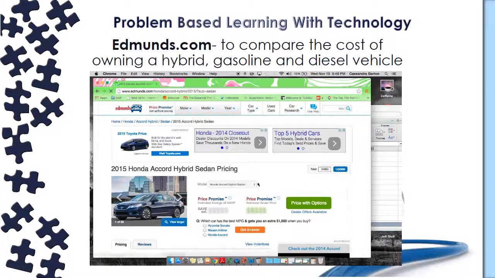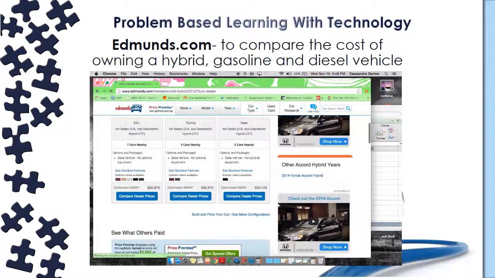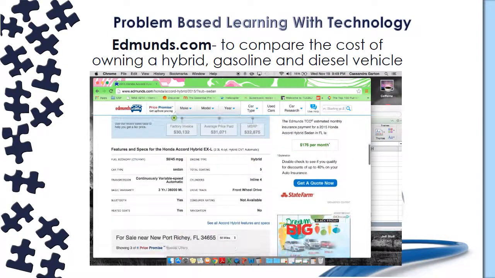Okay, now once I go and I find my vehicle, this is again the Honda Accord hybrid. I chose a brand new vehicle. If I scroll down, I start to get some information on the vehicle. I can see right here is my estimated MSRP, which is the manufacturer's suggested retail price, and that's the price that we're going to use for this problem. I can also scroll down a little bit more and see the fuel economy, which is the miles per gallon that this vehicle gets.